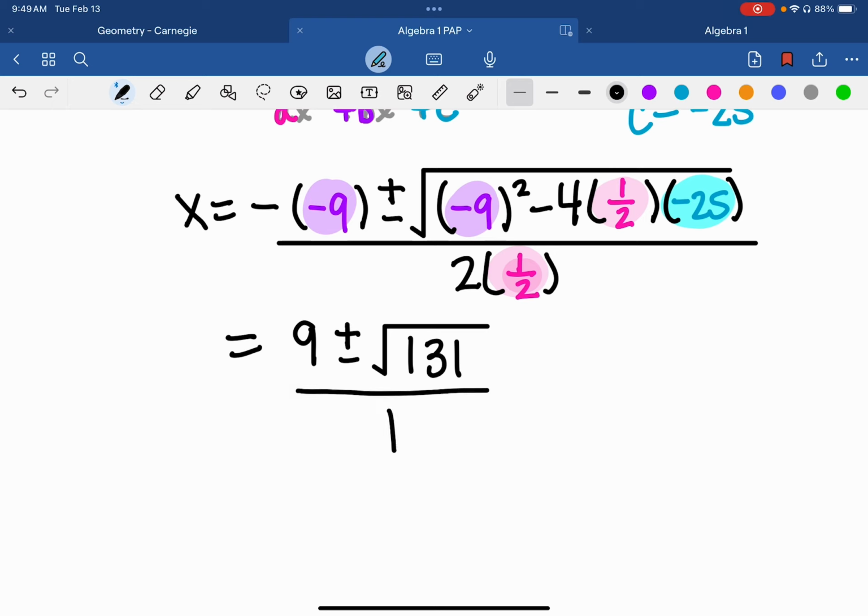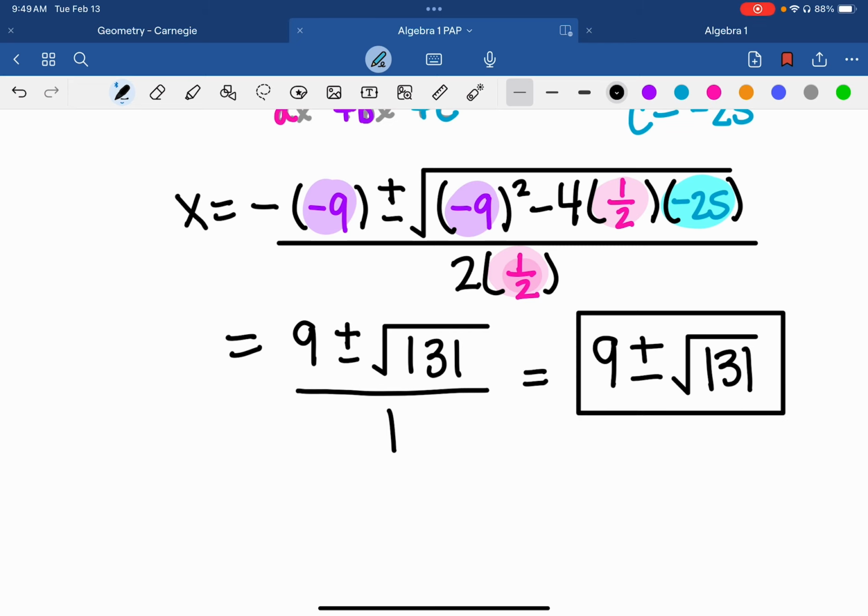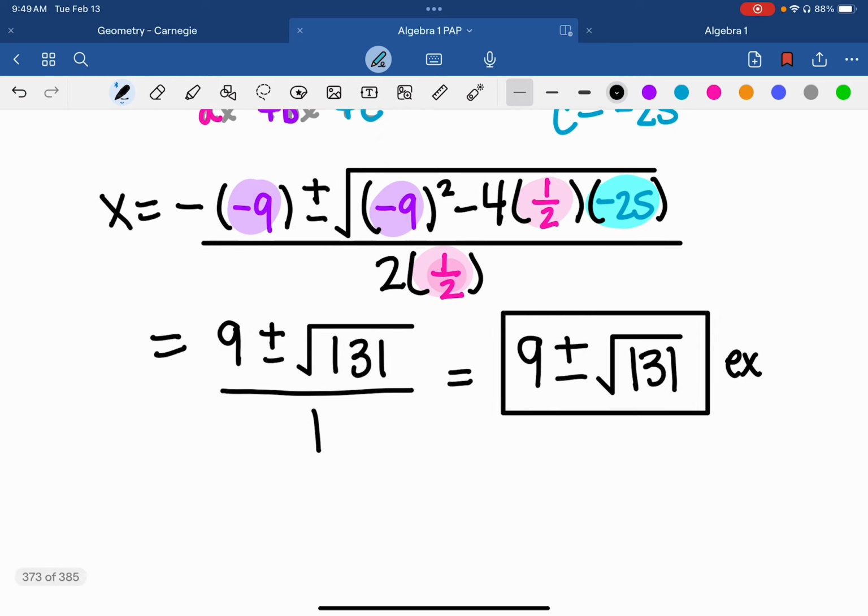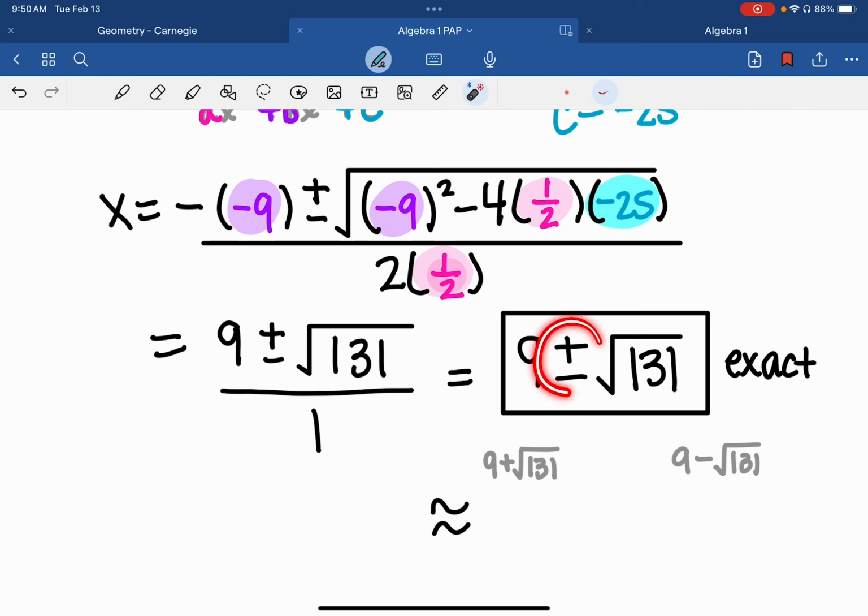So I'm going to leave it for right now, but really I just have positive 9 plus or minus the square root of 131. There we go. I'm going to try to break down 131, but I do believe it is prime. So this would be my exact answer, if that's what Delta Math is asking for. And my approximation, once again, remember it's 9 plus the square root of 131, and then it's 9 minus the square root of 131. That's what this thing right here means.